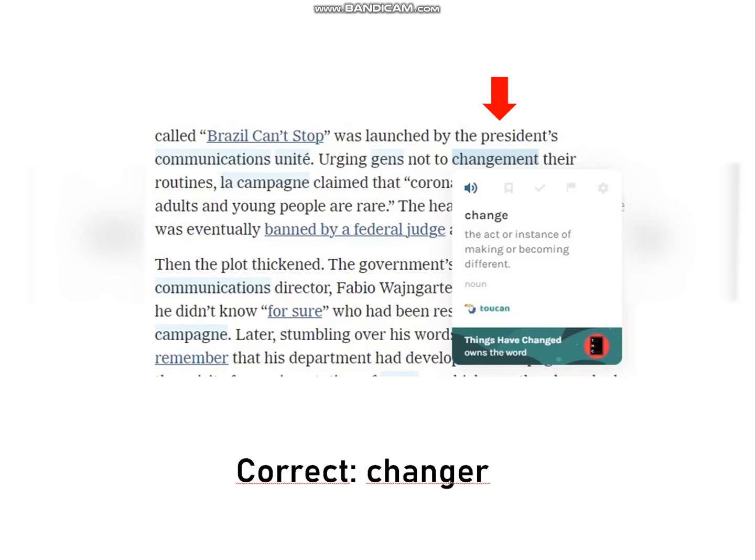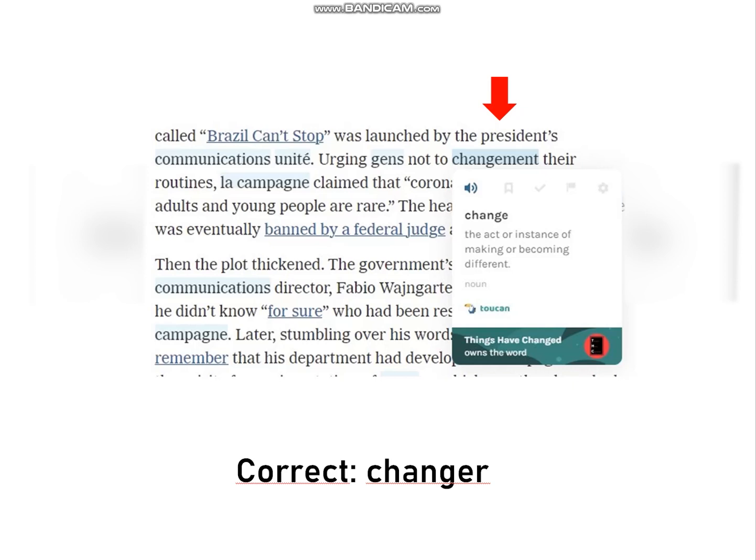Here it's saying, urging people not to change their routines. So change is being used in the verb form here, but Toucan thought it was the noun form, as in an alteration, a modification, a change, right? So Toucan translated it as changement, which is the noun form when it should be changer, which is the verb form.